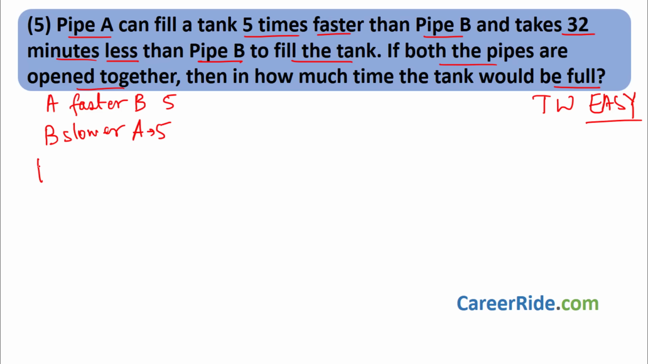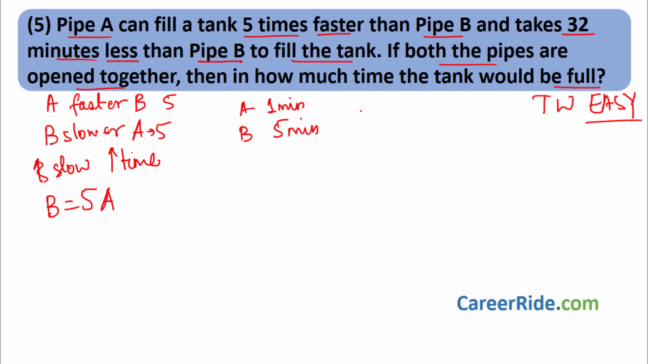If a machine is slow, time taken will be more. So if B is 5 times slower than A, B will take 5 times more time than A. So that means if A is doing a work in 1 minute, B will take 5 times more time. That is, B will do it in 1 minute into 5 minutes. Right? So if A is doing a work in T minutes, how much time will B take?